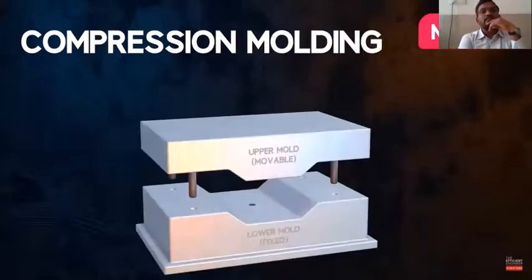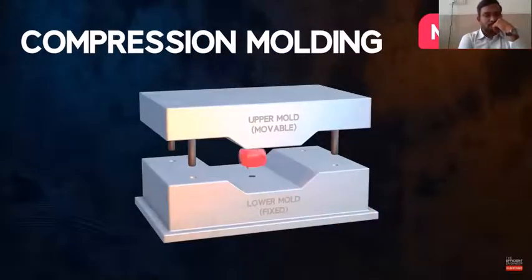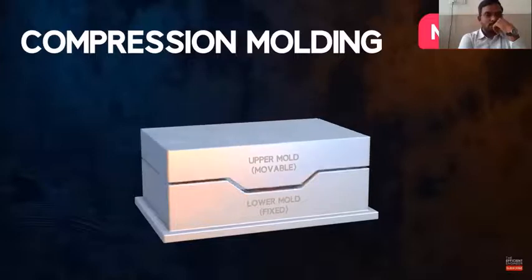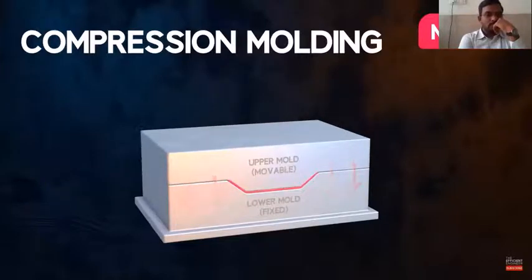Compression molding involves placing a precise amount of material into a mold. The mold is closed and pressure and temperature are applied.